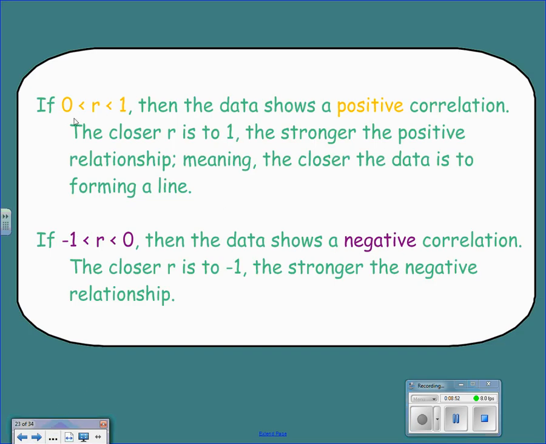If r is a positive number, the closer it is to 1 shows how strong of a correlation or relationship it is. And then the closer it is to -1 shows how strong of a negative relationship it is. Just FYI tidbits.